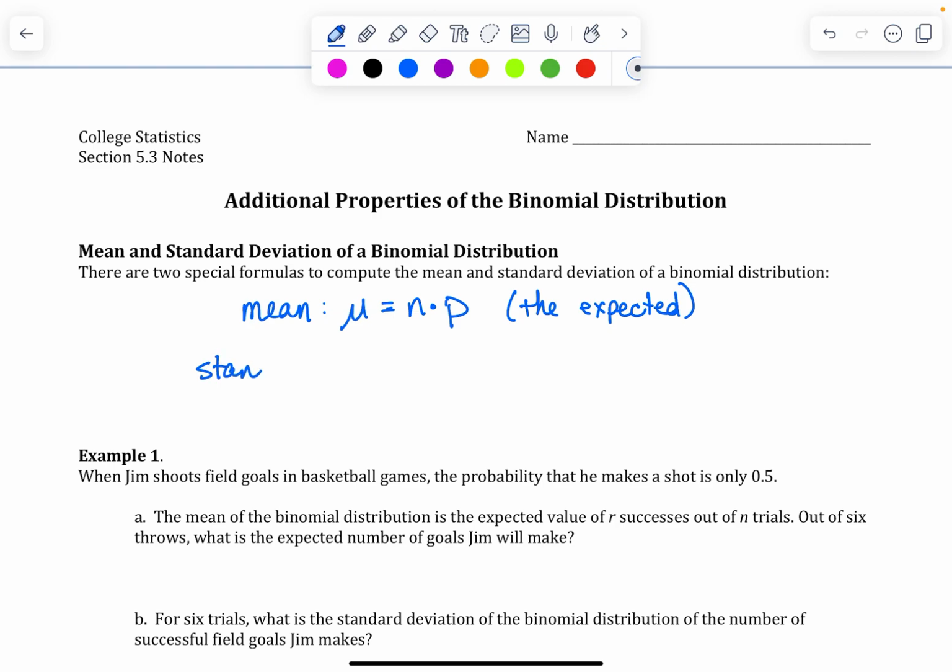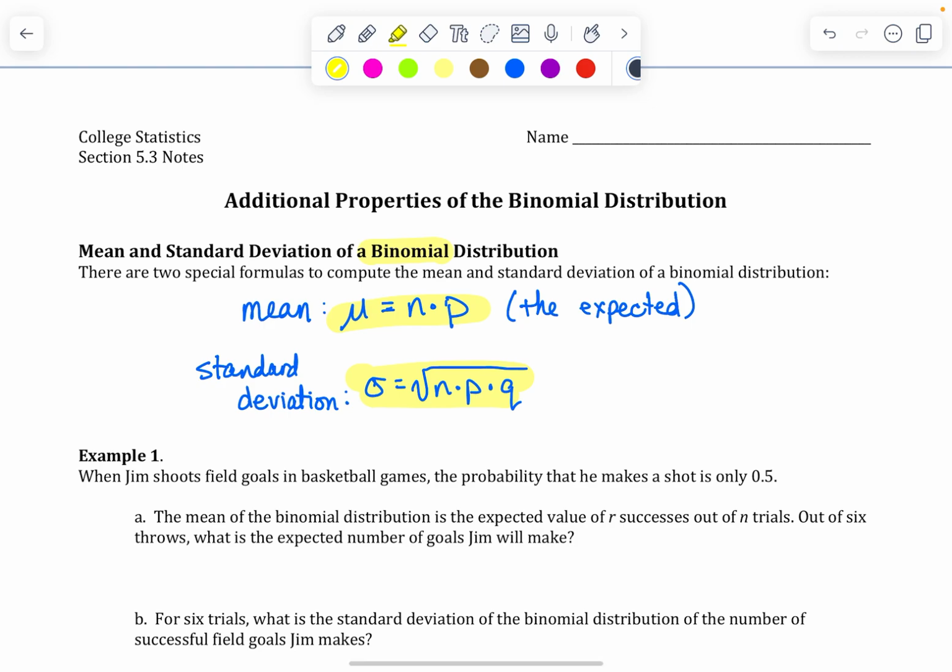So you're just multiplying the number of trials times the probability. The standard deviation is a little more complicated formula, but there's your sigma again. Square root of n times p times q. So these formulas will be given to you. You just have to look and see if it's a binomial setting. Then you just plug the numbers in and you're in good shape.